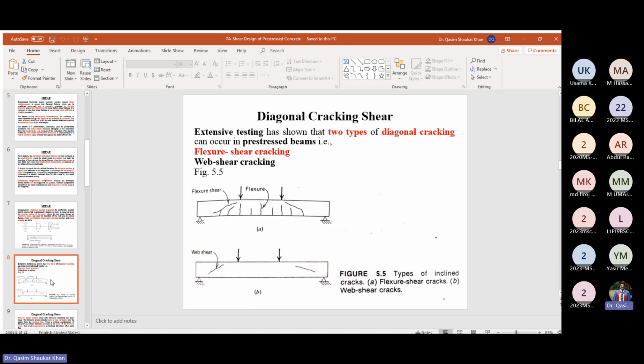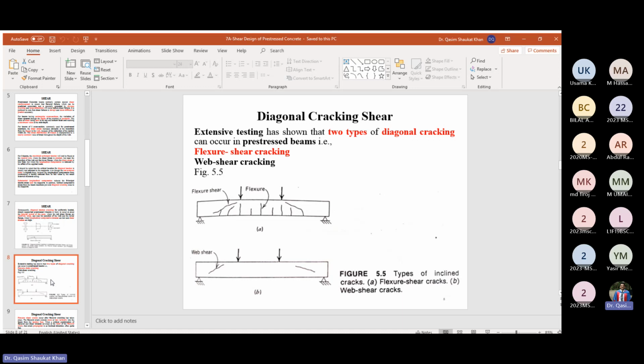Now comes the more relevant thing, which we are going to discuss today: flexural cracking. Then we have flexural shear cracks. We have then web shear cracks. So these are the three types of cracking on which we will focus today. And our shear design is based on these two types of cracking.